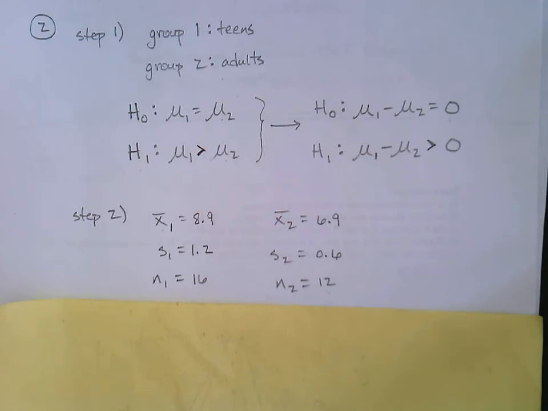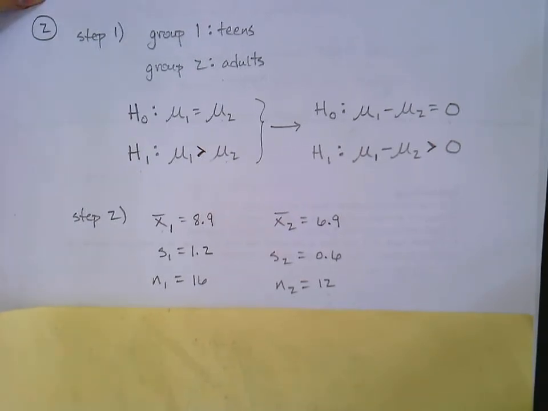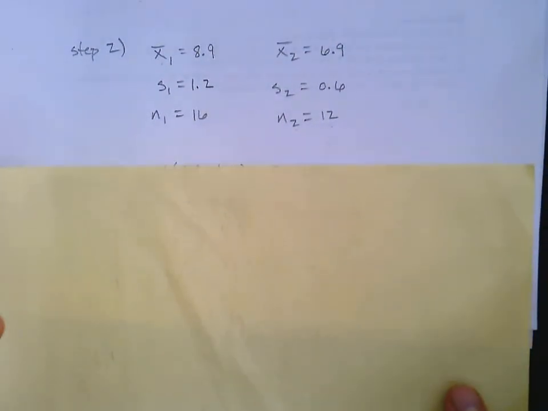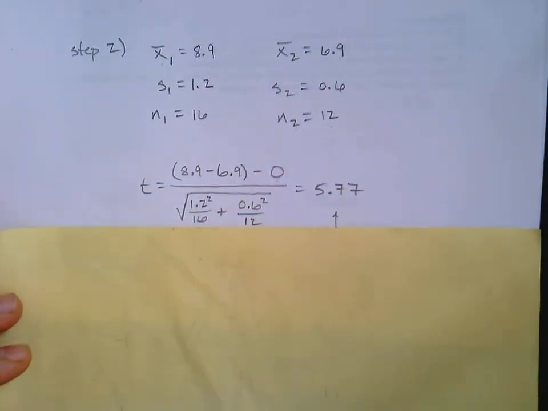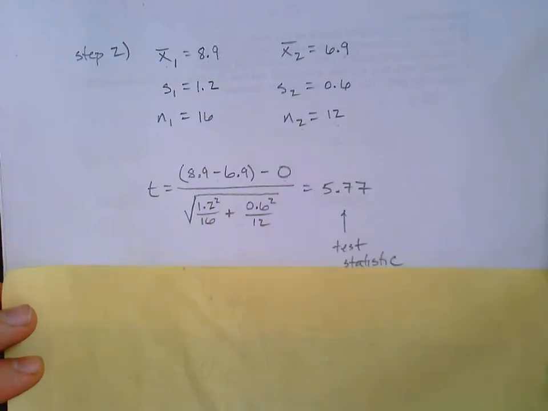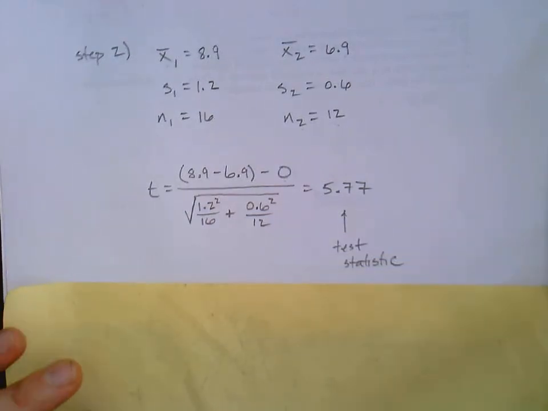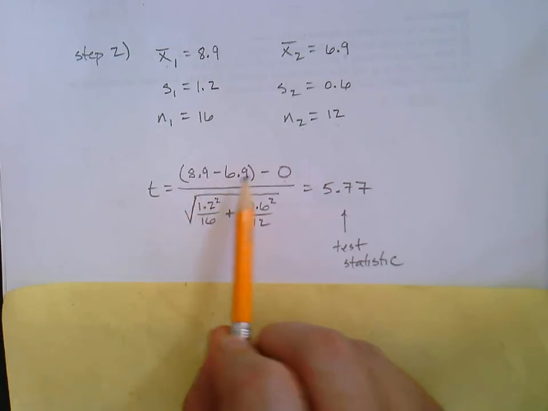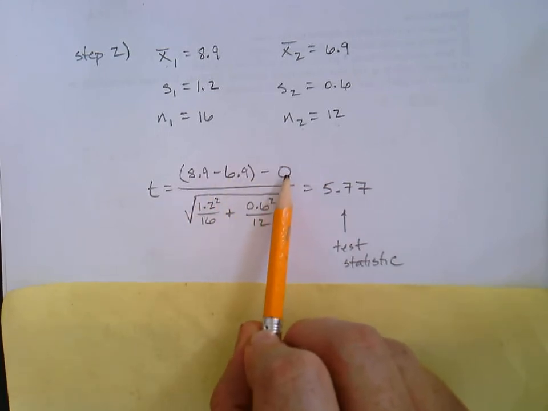Now you might be thinking, well, what about mu1 and mu2? They don't tell us those. That's true, they don't tell us mu1 and mu2, but we're still going to be able to plug something in there. Let's go about finding our test statistic here, and I'll just show you all of it. So we're plugging in x1 bar minus x2 bar minus, okay, check this out.